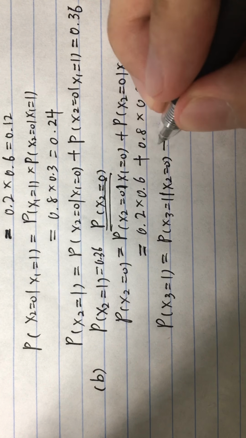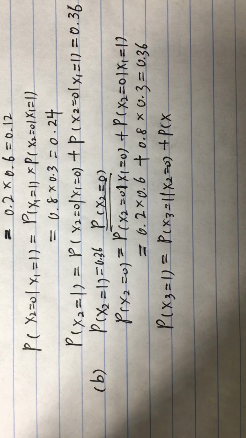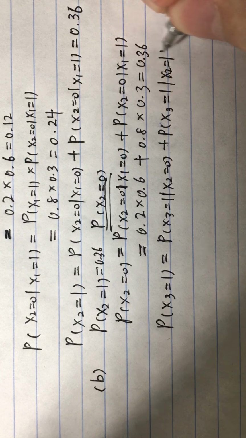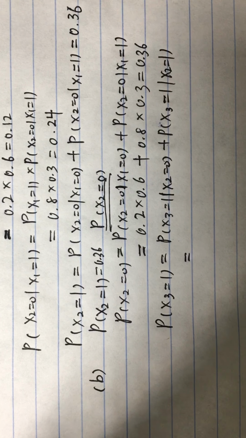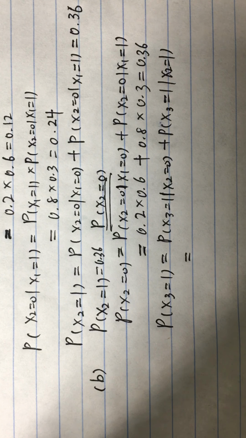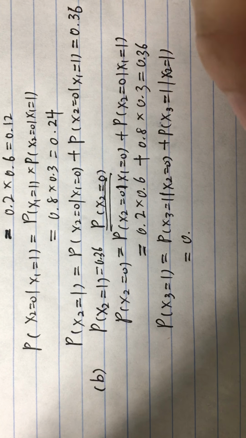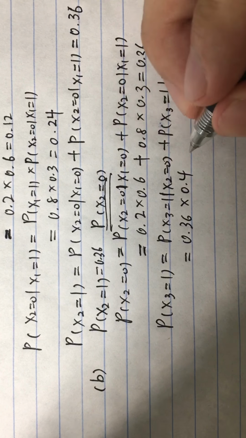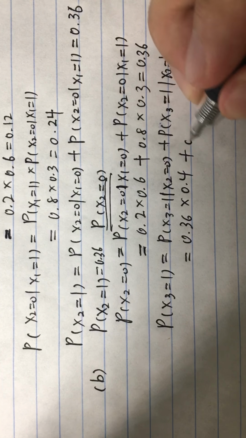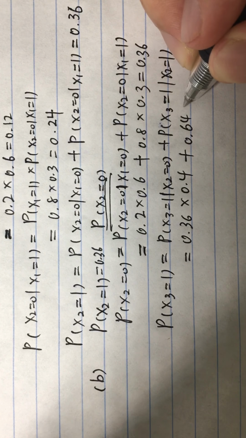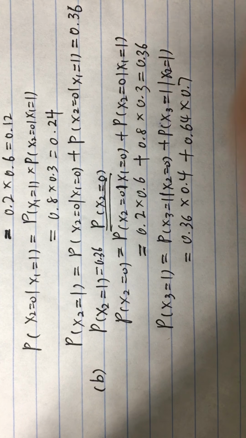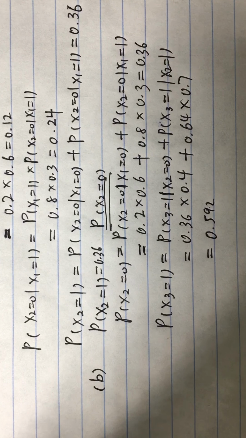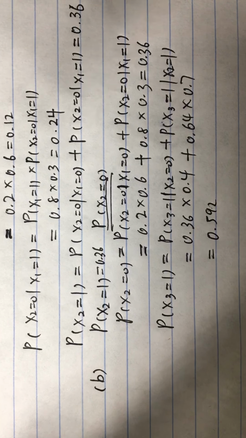So the probability x3 equals 1 equals the probability x3 equals 1 when x2 equals 0 plus the probability x3 equals 1 when x2 equals 1, which equals 0.36 multiplied by 0.4 plus 0.64 multiplied by 0.7, which equals 0.592. So this is question number B.